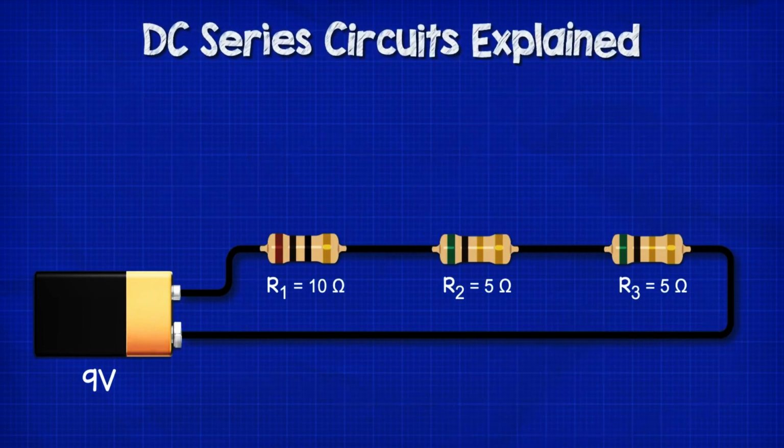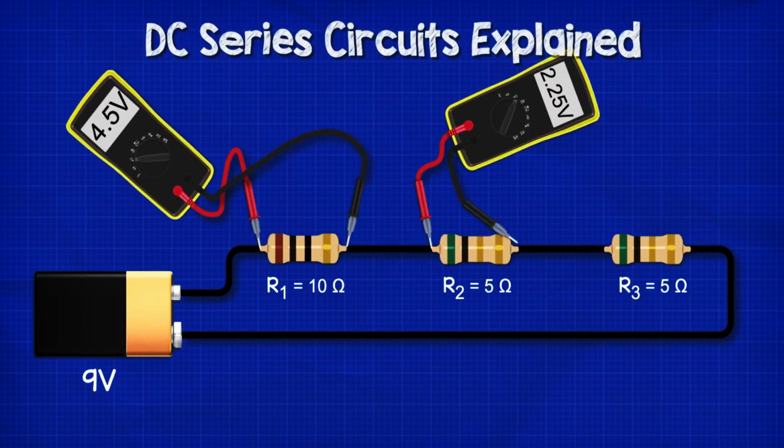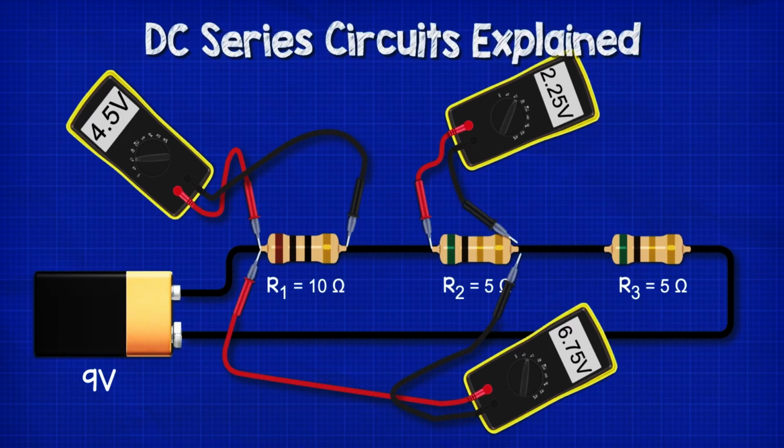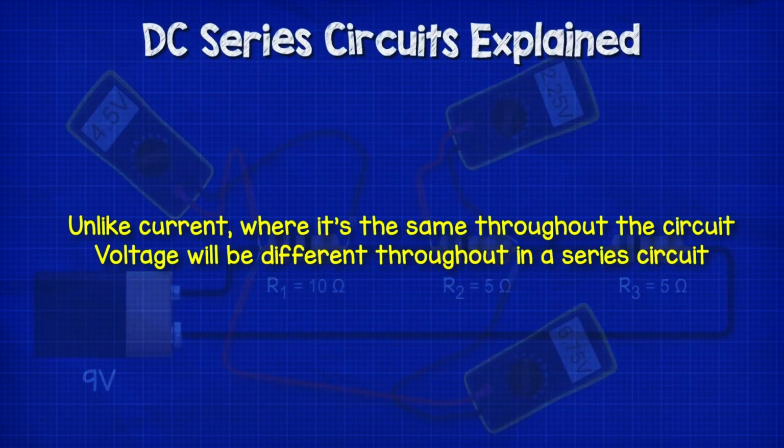We can combine these readings to find the voltage at different parts of the circuit. For example, if we measure from the battery across R1, we see 4.5 volts. If we measure from the battery across R1 and R2, we get 6.75 volts, because 4.5 plus 2.25 volts. So unlike current, where it's the same throughout the circuit, the voltage will be different throughout a series circuit.